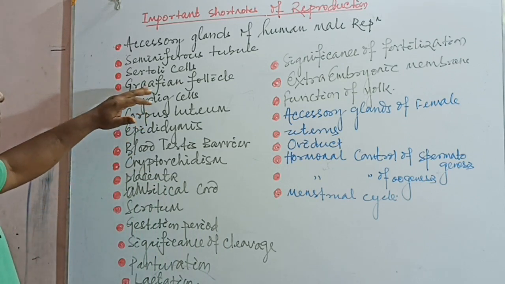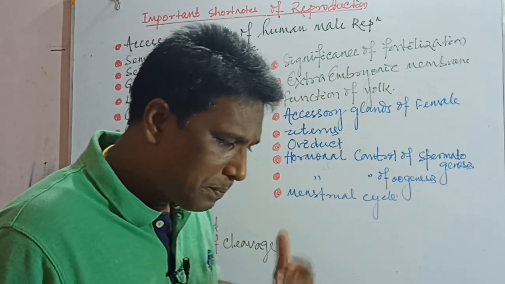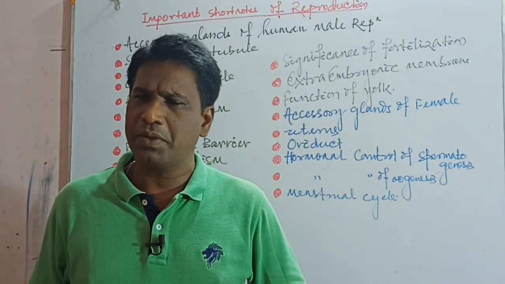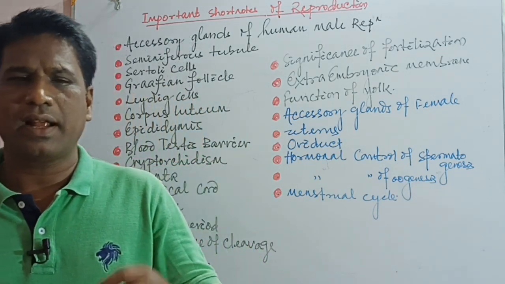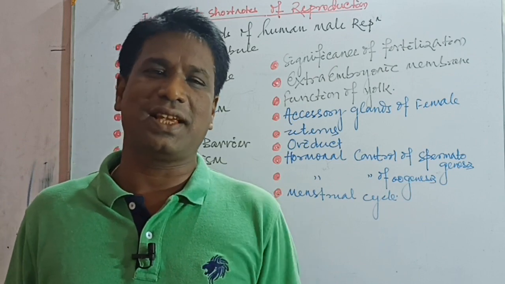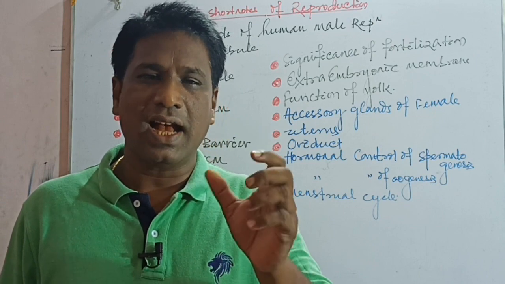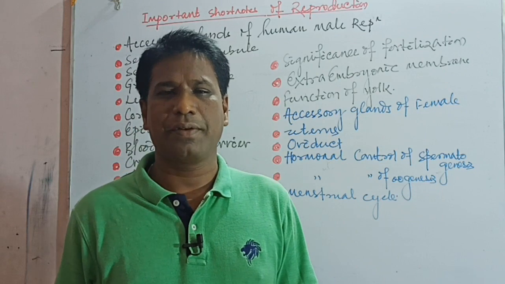Next one is the Graafian follicle. Students, in the previous video, when I told you about the female reproductive system and oogenesis, the enlarged follicle that encloses a secondary oocyte is called the Graafian follicle, as it was first observed by Regnier de Graaf.